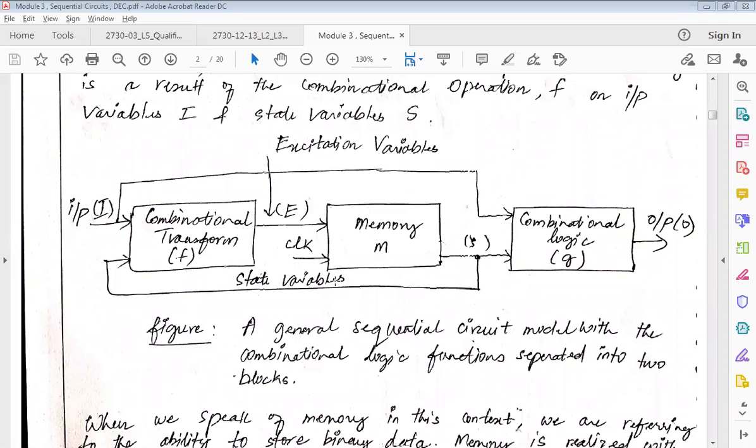So the clock should be synchronous, which means it should be the same. We shouldn't have different types of clocks. So the system will have a specific clock. As soon as this clock is triggered, the outputs from your combinational circuits.